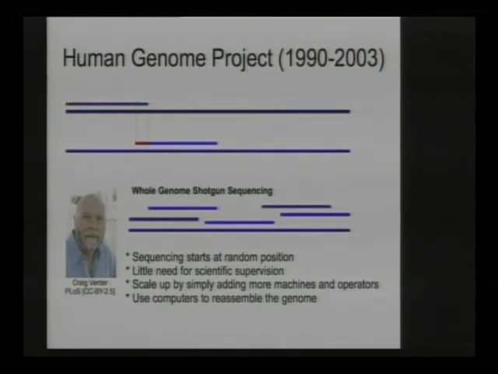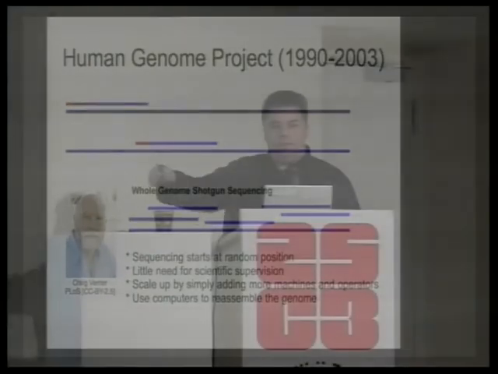This means first there's little need for scientific supervision, so you can have some guy who basically reloads a machine, presses a button, and it produces another of these fragments, and then that gets stored, and then you do this again and again. And this scales up rather nicely, because you add more machines, you add more people who operate the machines, and you just scale up. The old method doesn't scale up, because it has to wait for each step. And parts of the human genome, even by the Human Genome Project, were sequenced this way.